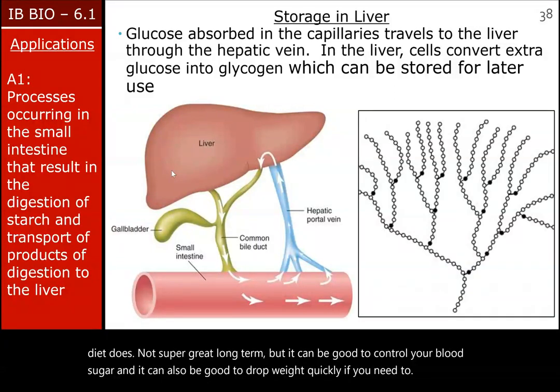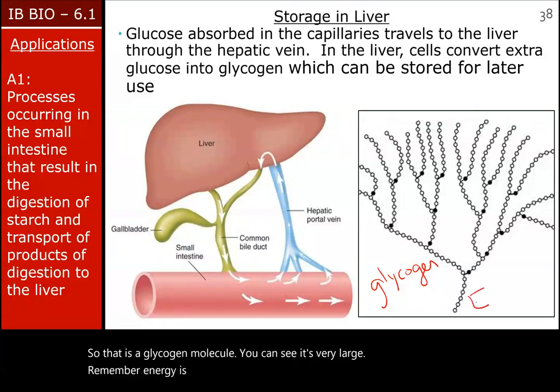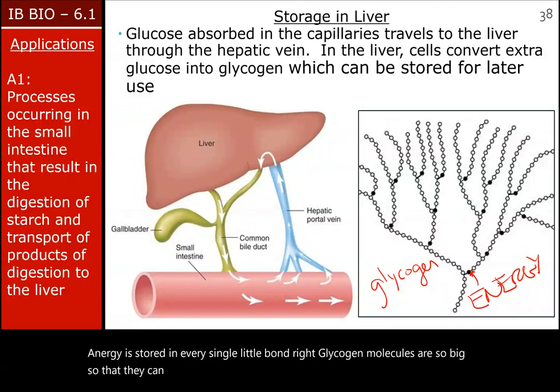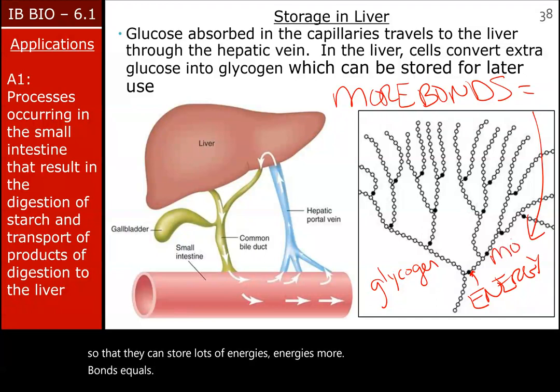So that is a glycogen molecule you can see. It's very large. Remember, energy is stored in chemical bonds. Energy is stored in every single little bond, right? Glycogen molecules are so big so that they can store lots of energy. More bonds equals more energy, right? So bigger molecules, more energy.